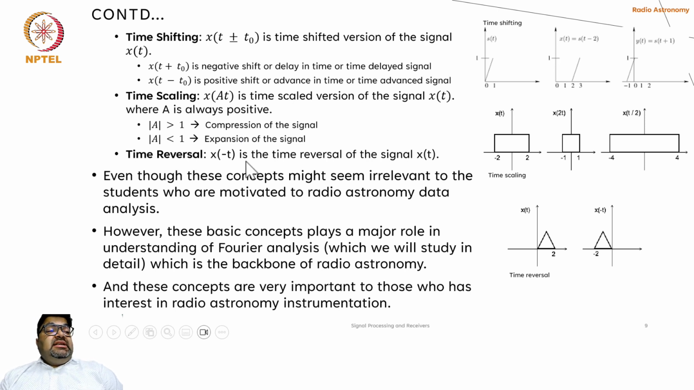Time reversal: x(-t) is the time reversal of the signal x(t). Even though this concept might seem irrelevant to students who are motivated by radio astronomy data analysis, these basic concepts play a major role in understanding what we teach next, which is Fourier analysis. That's why these basic constructs can really help you to go forward with the Fourier series and Fourier transforms.